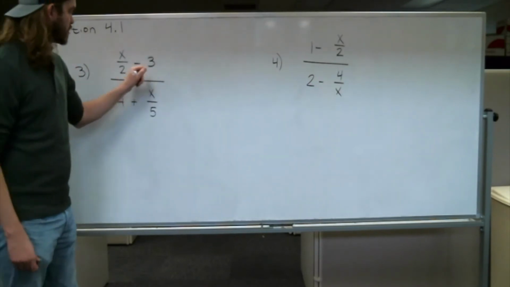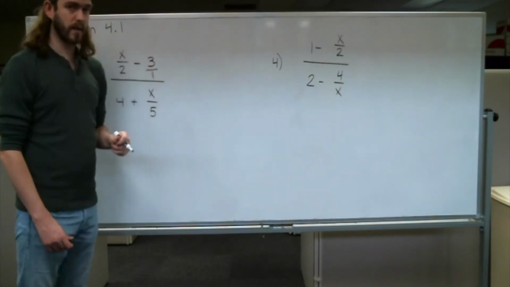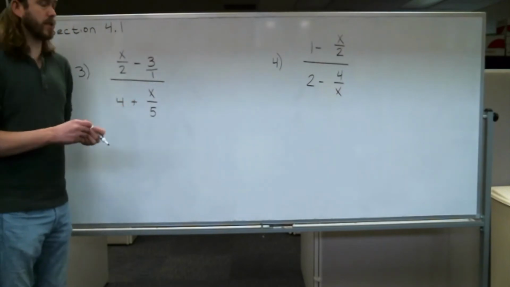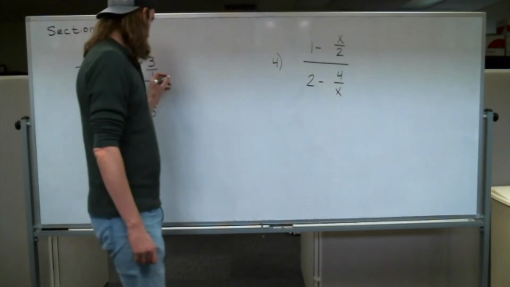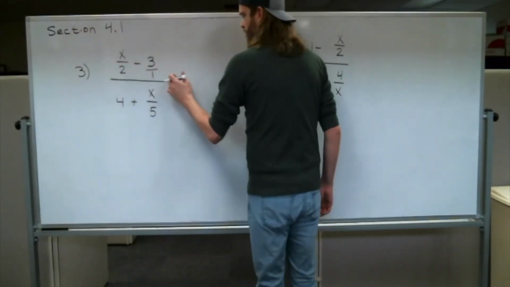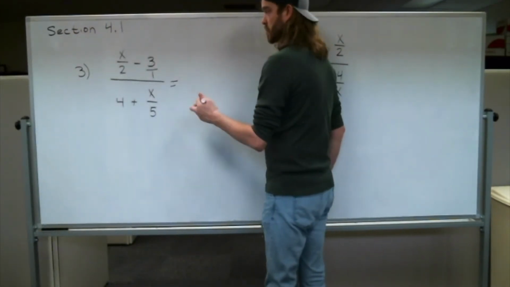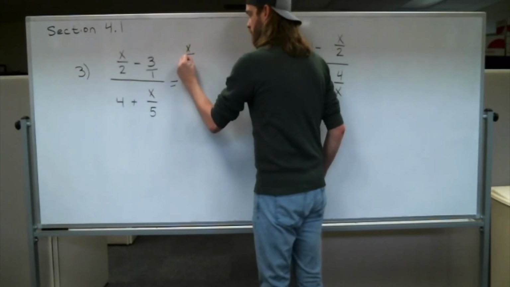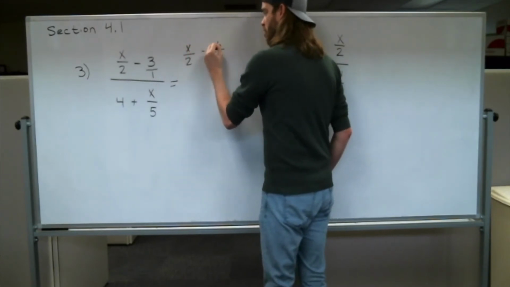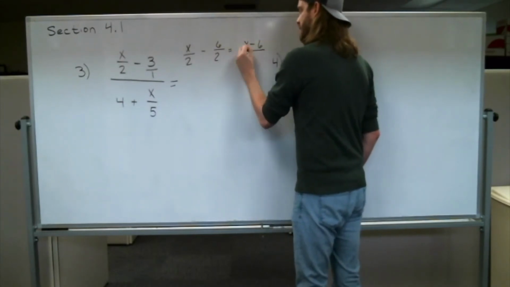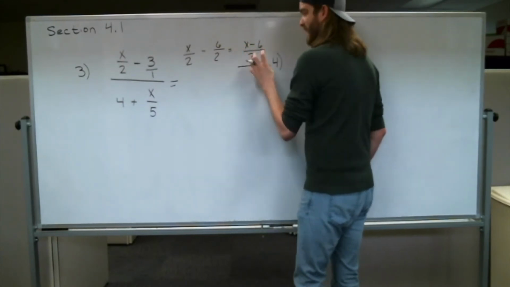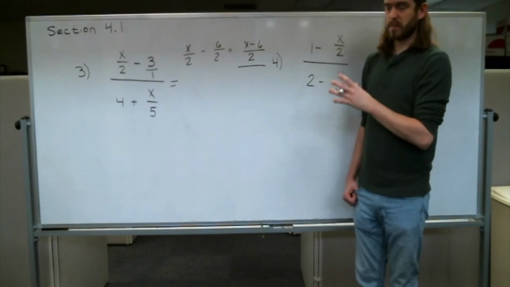For the top, we have x over 2 minus 3. The first thing we want to do is put this over 1. Now remember that when you're combining fractions, adding or subtracting, you need to find a common denominator. And so in this case, our common denominator is 2. So we're going to do x over 2 minus 6 over 2. And that's going to give us x minus 6 over 2. Now that is our numerator simplified out.